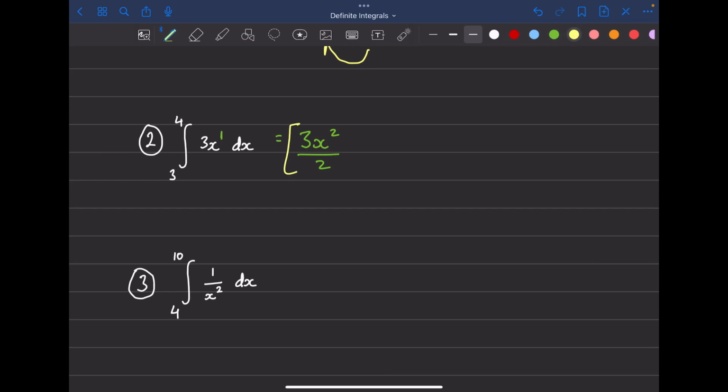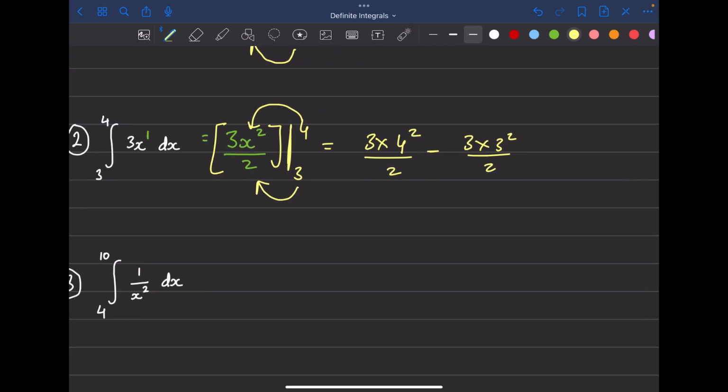So you would put a bracket around it, and then a line, and then say this is from 3 to 4. Put this in, so plug 4 into this, you get 3 times 4 squared over 2 minus, and then put the 3 into the x, you get 3 times 3 squared over 2.